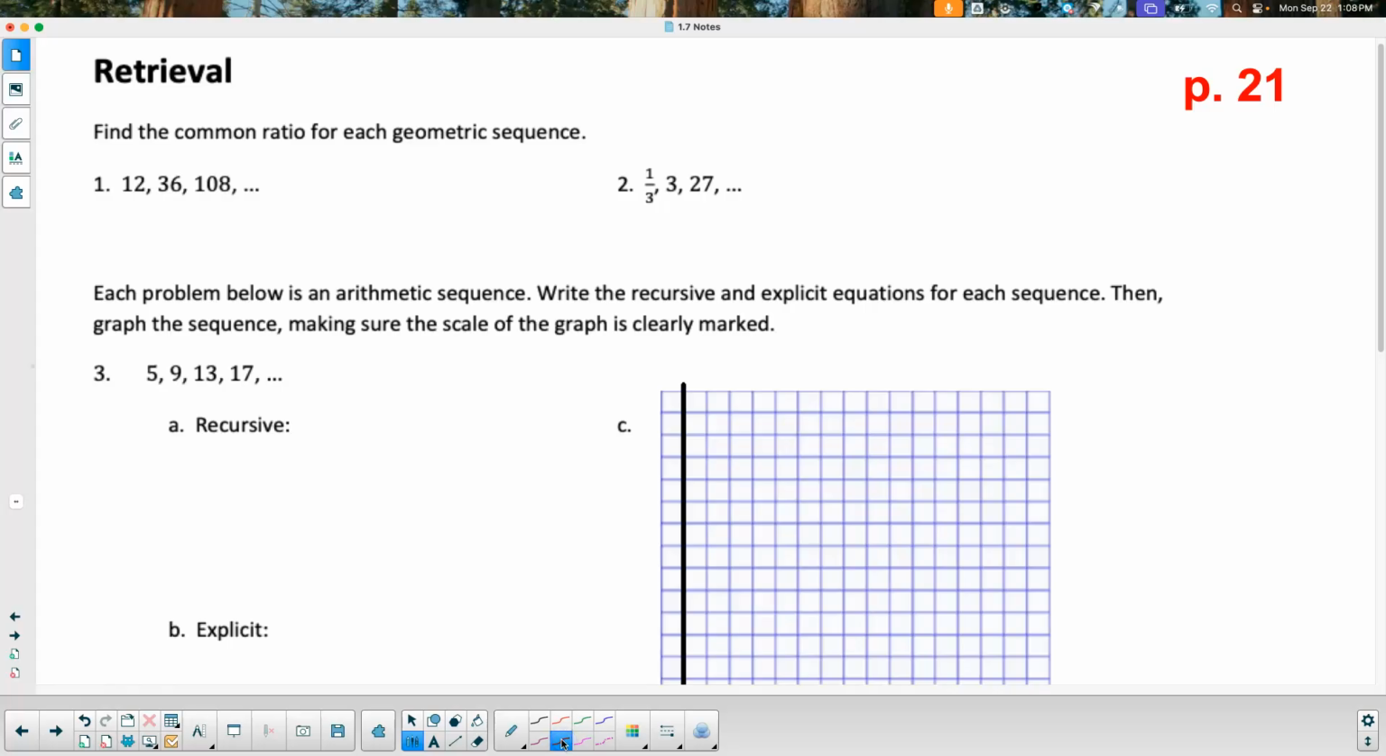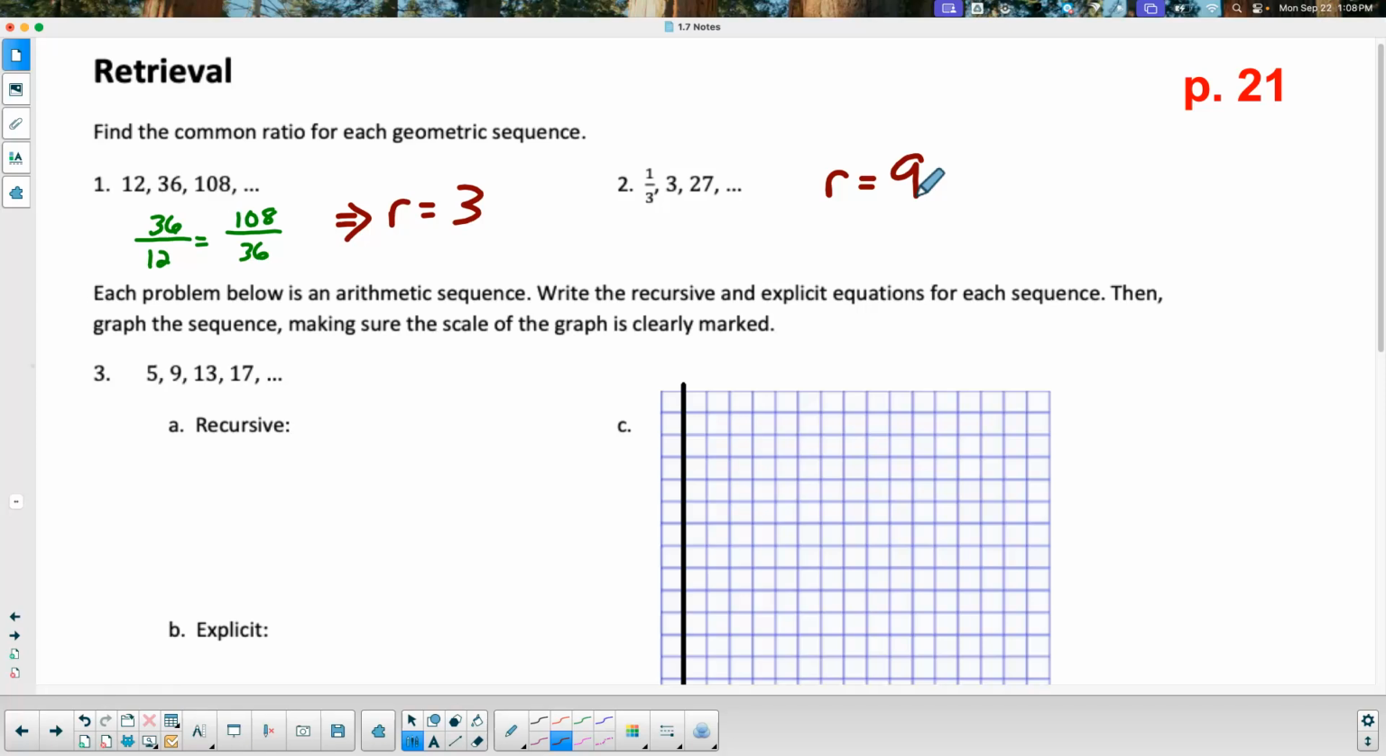Common ratio. That's what we're multiplying by to get the next one. So we can always take any term and divide it by the term right before it. We could take 36 here and divide it by 12, or take 108 and divide it by 36. Either way, we're multiplying by 3. So r is 3 in that first one. In the second one, 27 divided by 3 is 9. So r is 9 there.